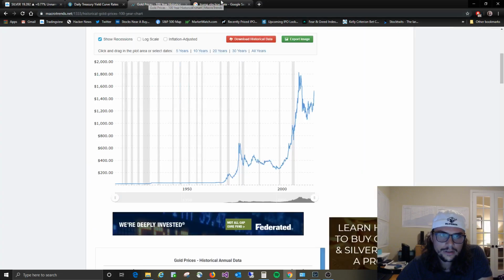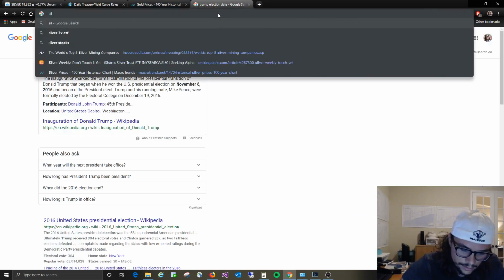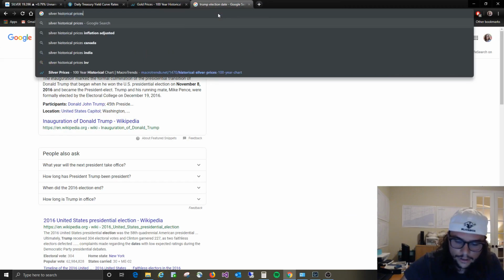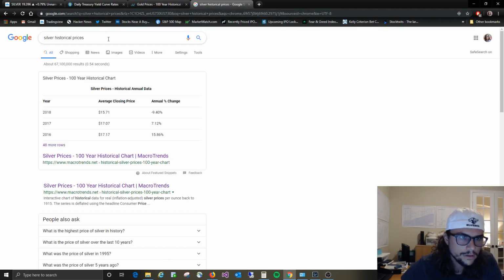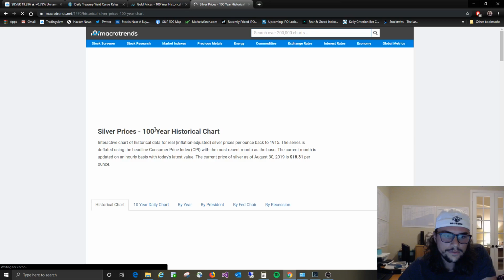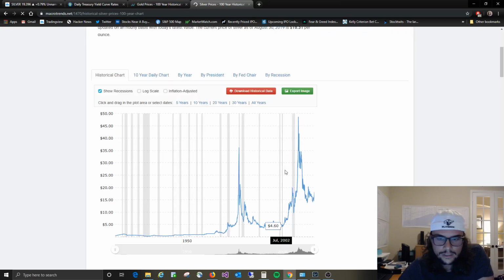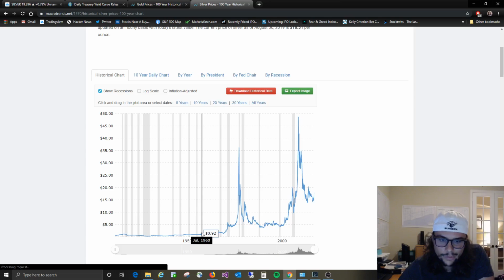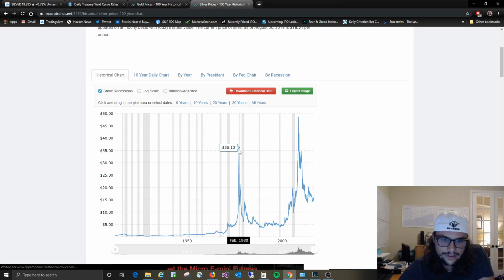Let's see if we can look at the silver historical chart. Here's a 100-year silver chart, and I'm going to take off the inflation adjusted and log scale. So same thing here, say 1960, from basically a little under $1, it went all the way up to 1980. We went to $36 an ounce in 1980, which is about the time that you'd want to get into stocks. So anyway, I just thought that was a really cool thing.